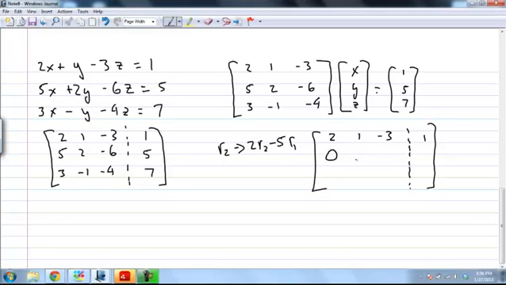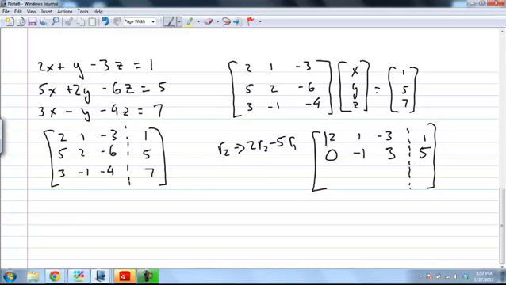In the 2-2 position, I will have 4 minus 5, which gives me minus 1. And in the 2-3 position, I will have minus 12 minus negative 15, which gives me minus 12 plus 15, giving me 3. On the right-hand side, I will have 10 minus 5, which gives me 5.